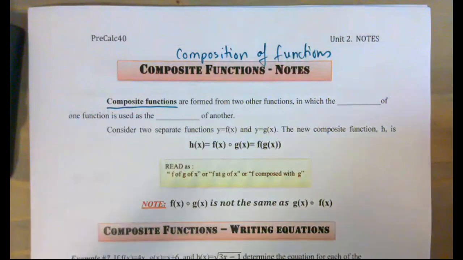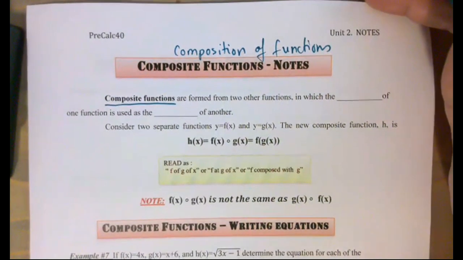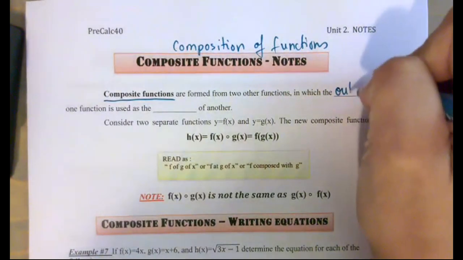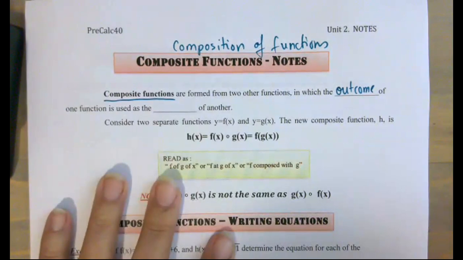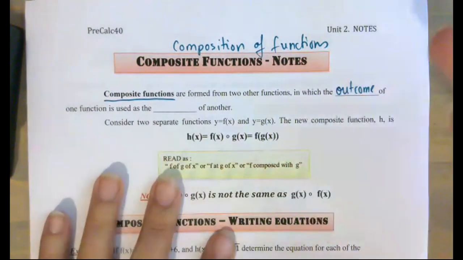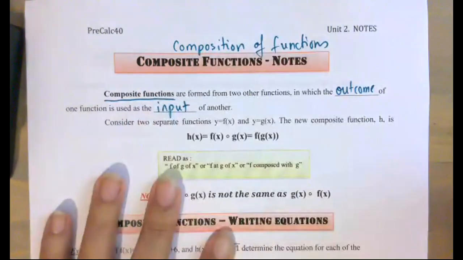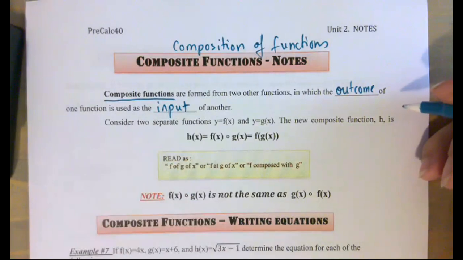Composition of functions or composite functions are formed from two other functions in which the outcome of one of them will be used as the input of the other. Outcome, output, same thing.